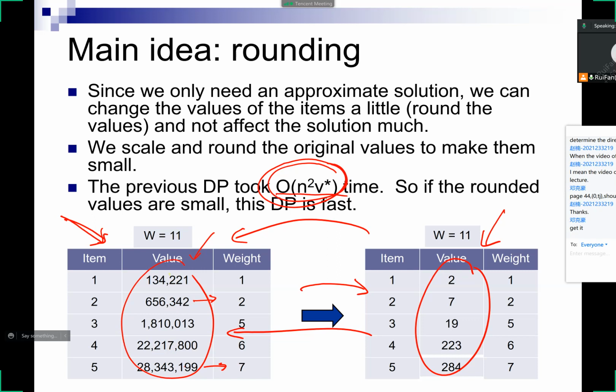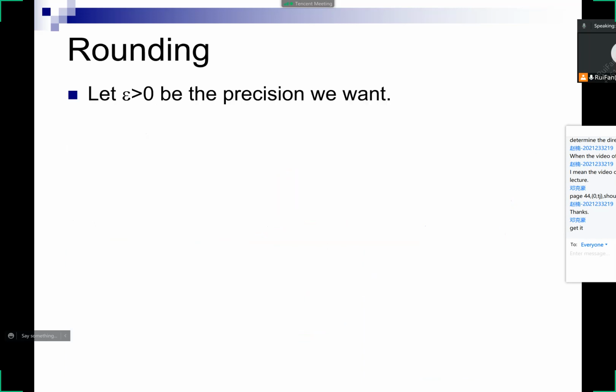The bigger you make your scaling factor, the smaller these values will become, and the faster you can run. But if you make your scaling factor too large, then all these values are going to become the same as each other. And so then an optimal solution to the scaled problem will not correspond to an optimal solution to the original problem. Okay, all right, so let's figure out how we can choose the scaling factor.